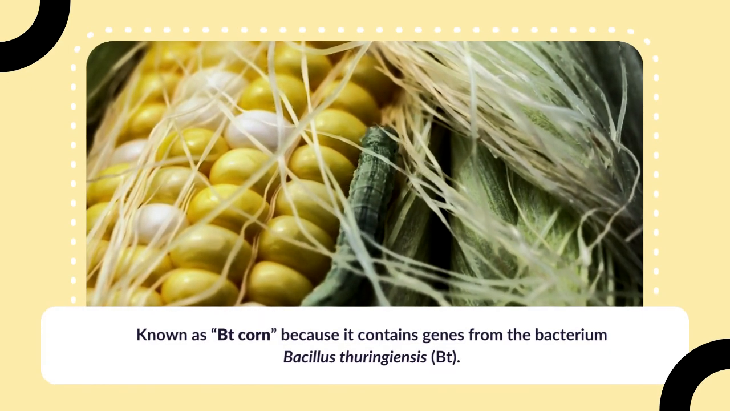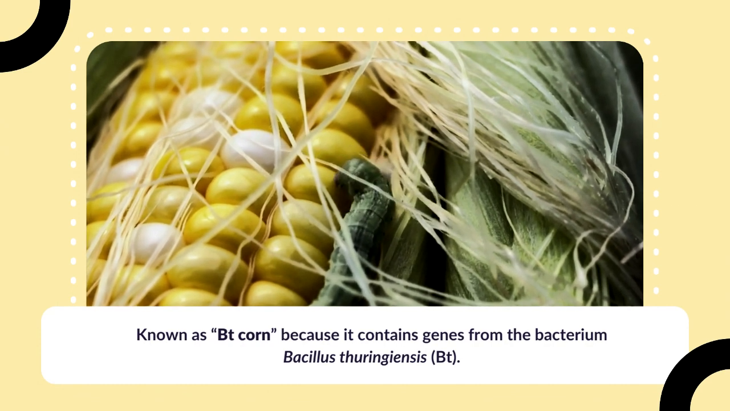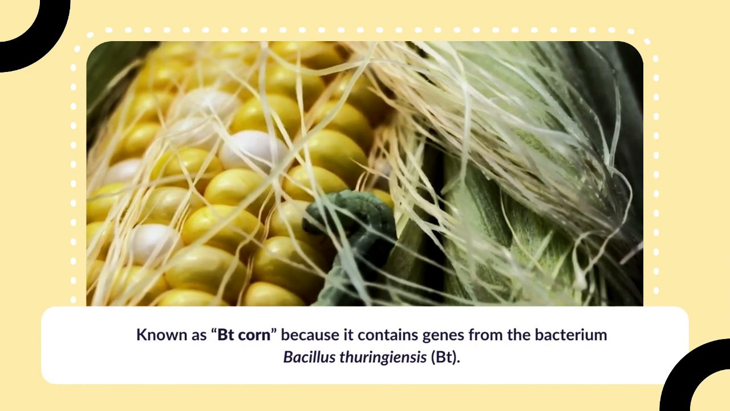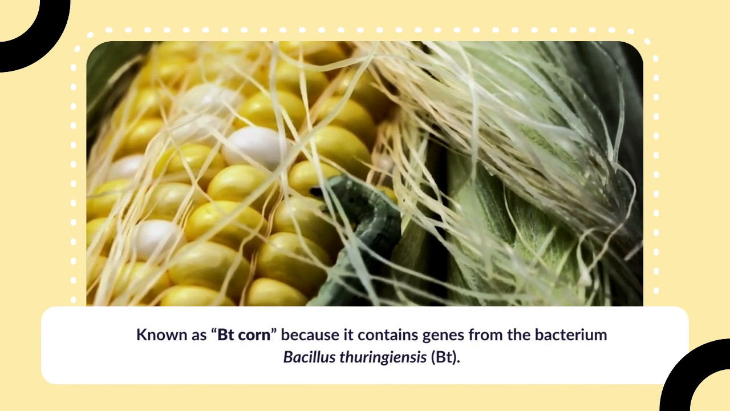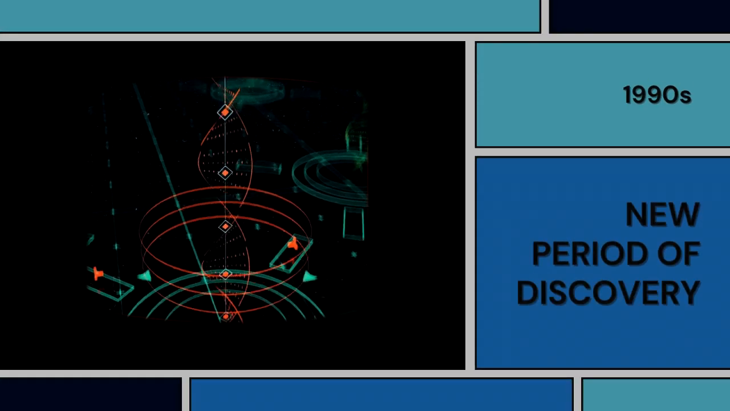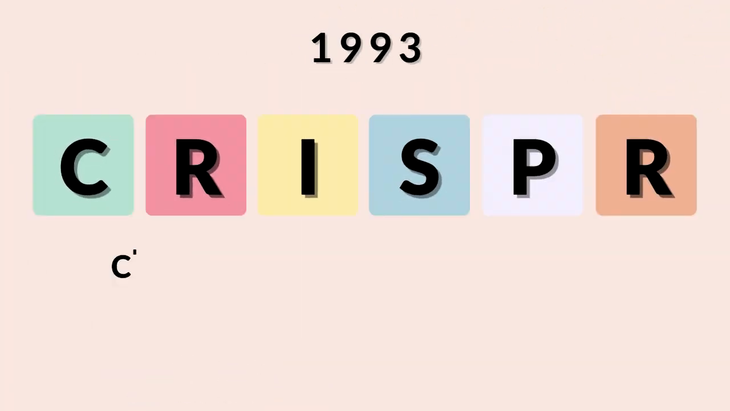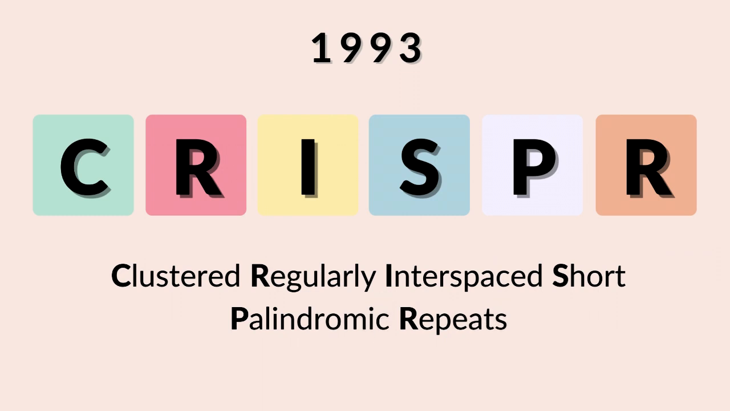Known as Bt corn because it contains genes from the bacterium Bacillus thuringiensis, this corn was able to increase yields by discouraging pest impacts. The 1990s was a new period of discovery, starting with the discovery of the principles of CRISPR. Francisco Mojica discovered the principle of CRISPR, which stands for Clustered Regularly Interspaced Short Palindromic Repeats.